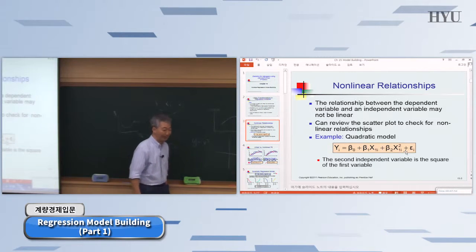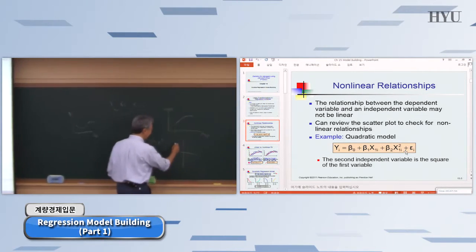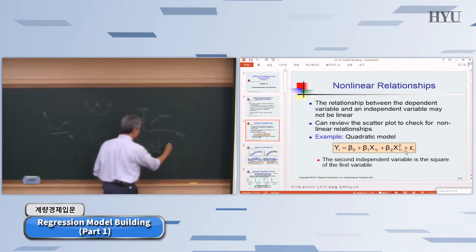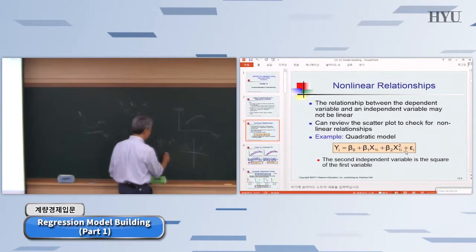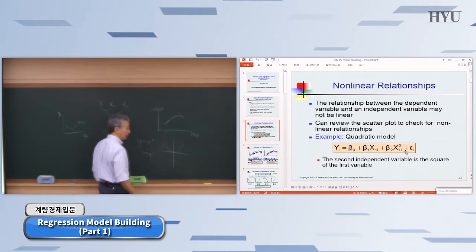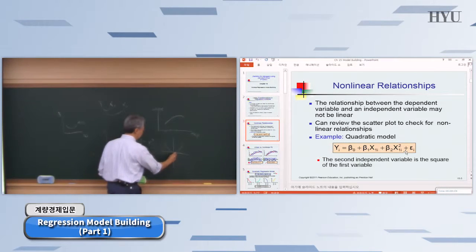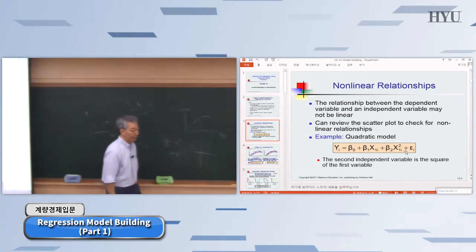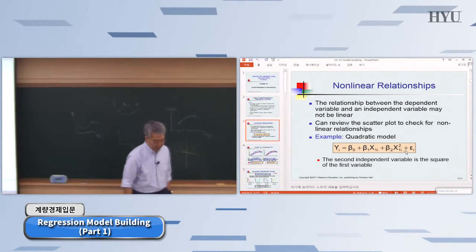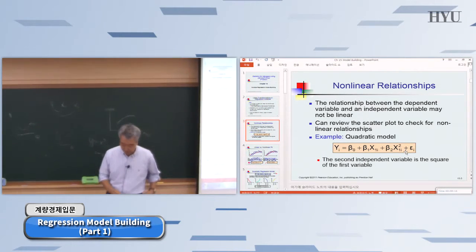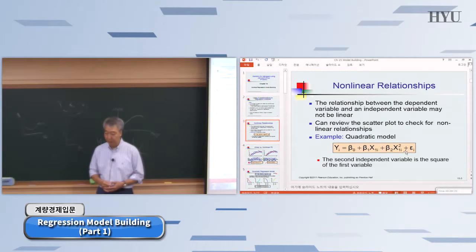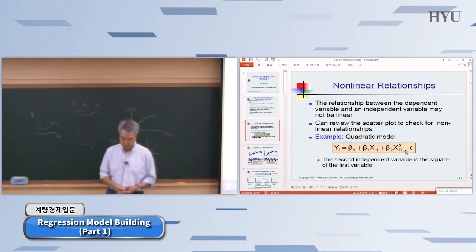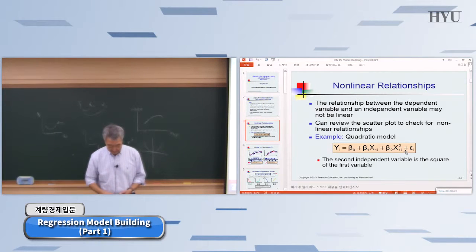Something like this, right? Do I remember it correctly? And if it's negative x squared, it's going to be like this, right? Good. So that's why we think about this second order term, or square term, in order to handle curvilinear relationships.